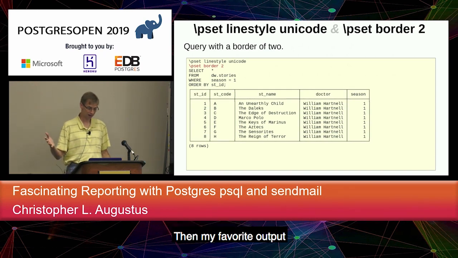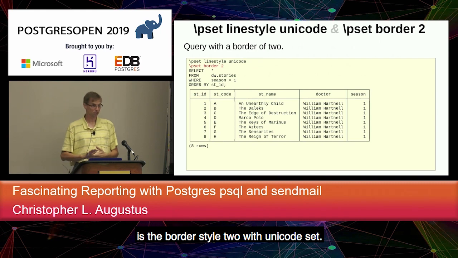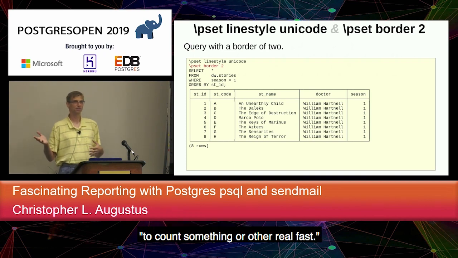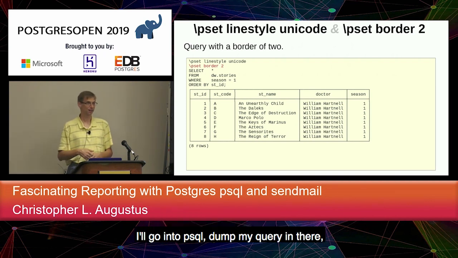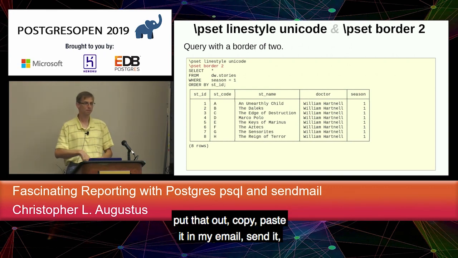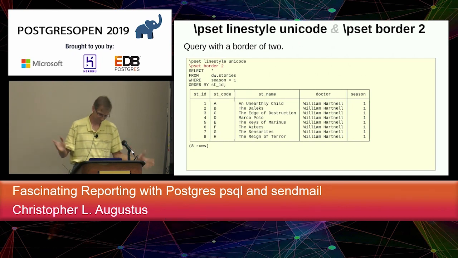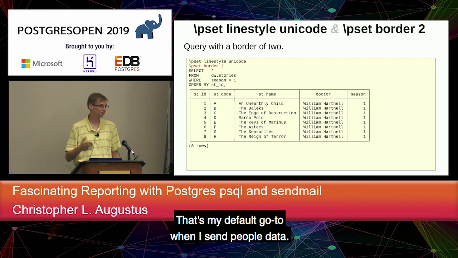And then my favorite output is the border style 2 with Unicode set. If someone asks me, Chris, I need you to get me the counts of something real fast, I'll go into psql, dump my query in there, copy, paste it in my email, send it, they get it, and they go, oh, that looks nice. So that's my default go-to when I send people data.